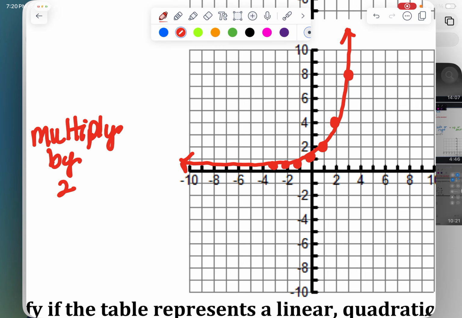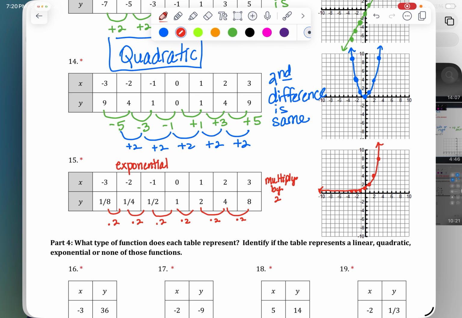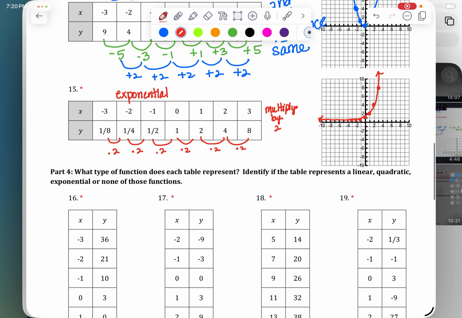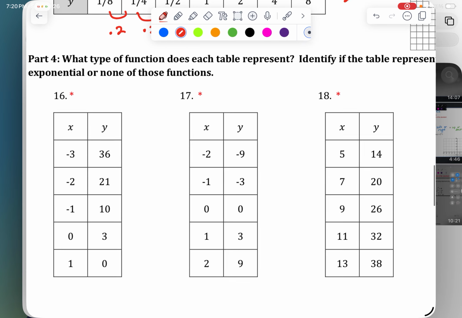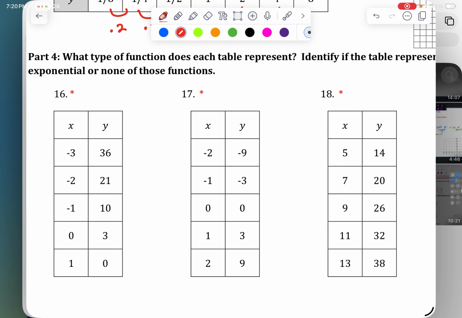From here to here, they added 6. Here to here, added 3. Here to here, added 3. Here to here, added 6. Those are not the same, so it's not linear. So let's look at the next one.